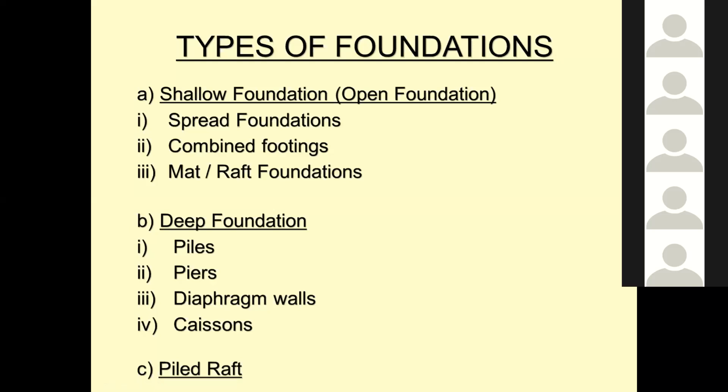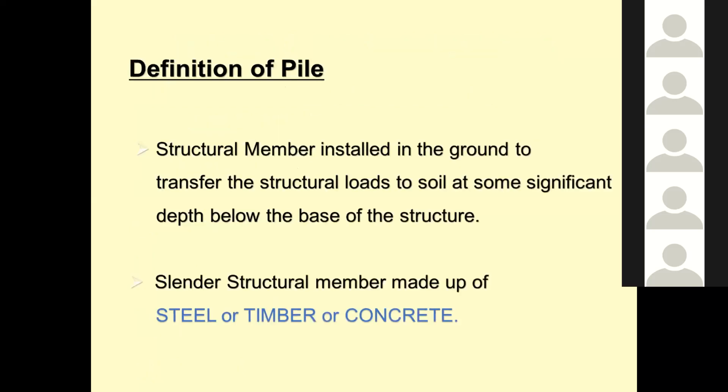And when only a raft is not adequate and the settlements are more, we have a pile raft, which is a comparatively recent concept, still in practice for 35 years. But recently, since all the buildings and towers are becoming taller and taller, loads on the foundation are increasing, and it's becoming more popular. What is a pile? A pile is a structural member installed in ground to transfer the structural load to the soil at some significant depth below the base of the structure. It is a slender structural member made out of either steel or timber or concrete.